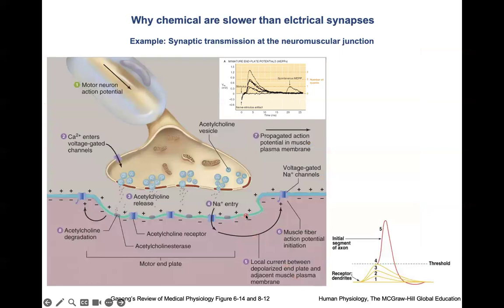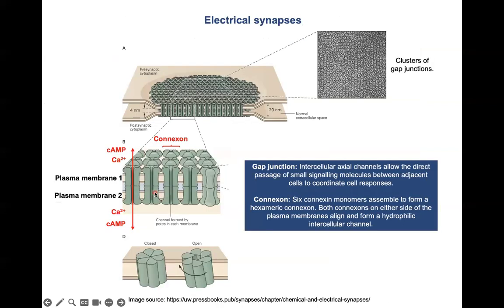Now, why does it take longer in chemical synapses? Well, the neurotransmitter, after it has been released, binds to receptors, and then it has to be taken back up into the presynaptic neuron, in the case of acetylcholine, for example. This is time-consuming. Now, electrical synapses do not need these steps. They are very fast. Here we see clusters of gap junctions, electric synapses.